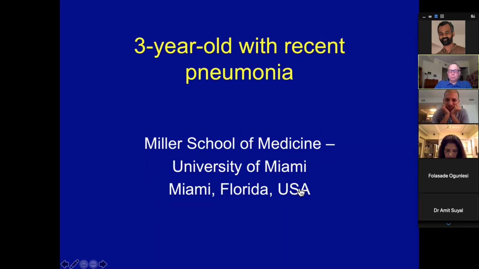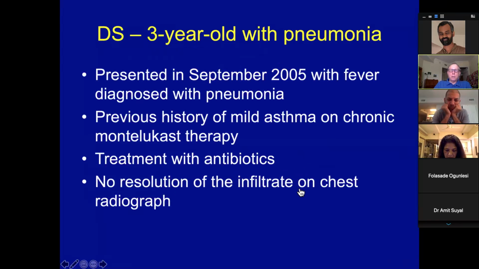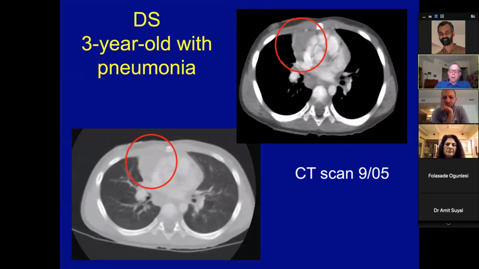necrotizing pneumonia. So here is a case that we saw here at the Miller School of Medicine in Miami. This was a 3-year-old with pneumonia, presented in September 2005 with fever, diagnosed with pneumonia, previously history of mild asthma and chronic Montelukast therapy. Treatment was antibiotics, and no resolution of the infiltrates on the chest radiograph. When he came to us for a second opinion, what we saw was an atelectasis that apparently did not resolve, so the X-ray continued to show it, and here is the CT scan.